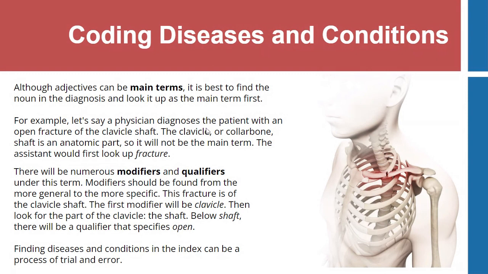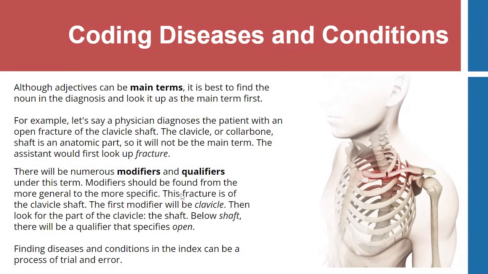Let's say a physician diagnoses the patient with an open fracture of the clavicle shaft. The clavicle, or collarbone, shaft is an anatomic part, a body part, so that's not going to be the main term. The first term is going to be fracture, because that's the condition, right? So we're first going to look up fracture. Then, because the fracture is of the clavicle shaft, we're going to look up clavicle, because it's a fracture of what? A fracture of the clavicle. So that's the first modifier.